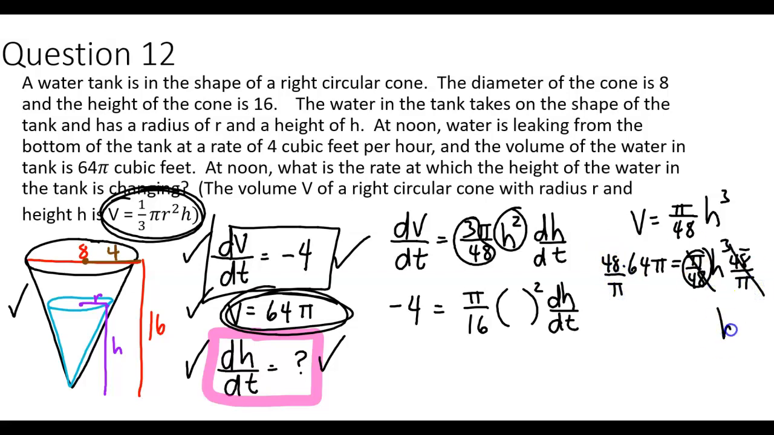And that cancels those out. The pi's cancel, and then we need to multiply those. I'm going to be using a calculator for that. And I get out of that 3,072. Now I need to get h by itself, so what I'm going to do is I'm going to raise both sides to the 1/3 power, because that'll cancel out that cube there.